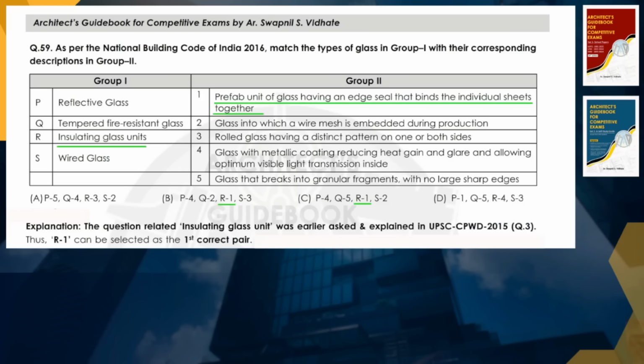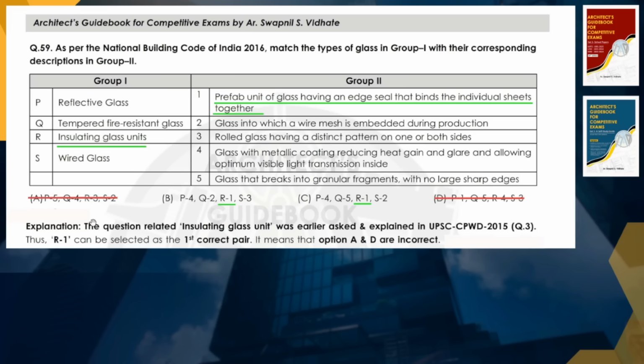Now, the question related to the insulating glass unit was earlier asked and explained. You will find the illustration as well as the explanation in UPSC CPWD 2015 at question 3 in set 1. So, the first pair which you can select here is R1, the correct pair. So it means that option A and option D are the incorrect options, right?